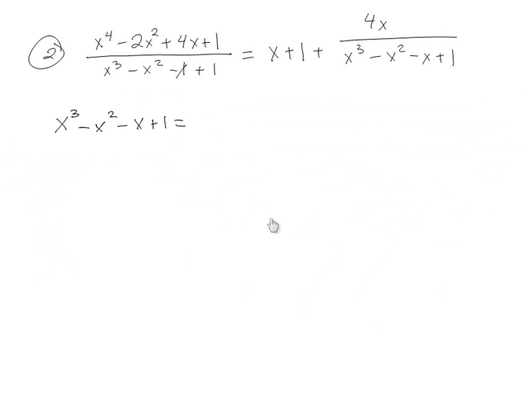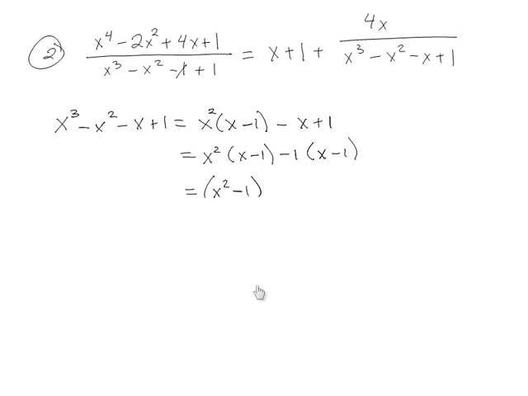Yikes. This has something to do with, let's see, I'm going to pull an x squared out of the first part, and I've got that. Well, that looks kind of close. That's x minus 1. If I factor out a negative 1, I've got x minus 1. Okay, so I have x minus 1 and x minus 1, so that's x squared minus 1 times x minus 1.